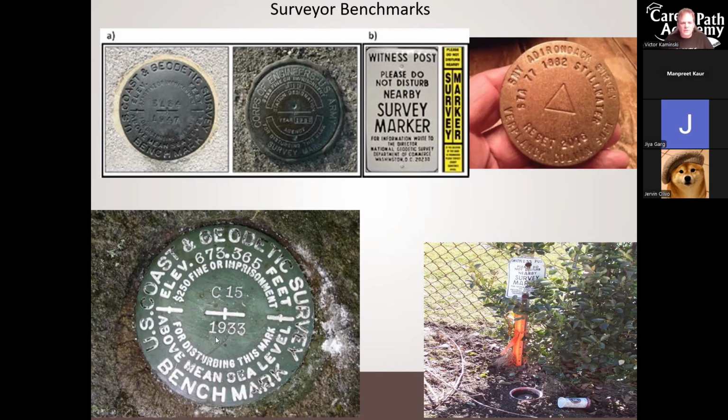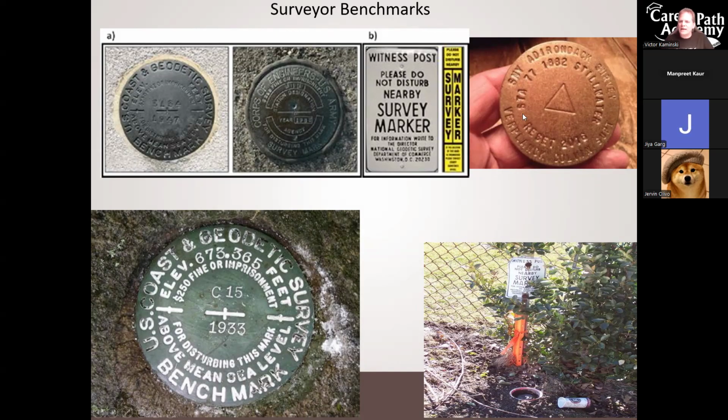Okay. Here's one that was put there in 1933. Shows you the elevation. It was placed there by the United States Coast and Geodetic Survey. It shows you how many feet above sea level you are at this point. Here's one from 1947. Here's one that's being replaced that was put there in 1882. They're replacing it in 2016. Sometimes they need to be replaced.